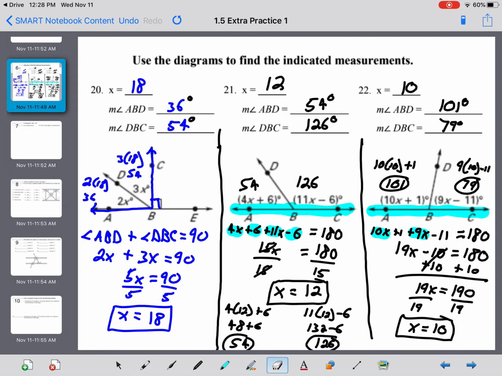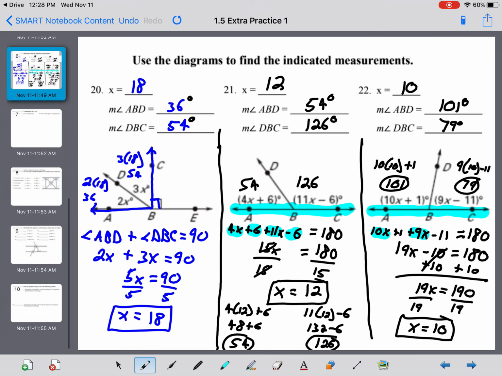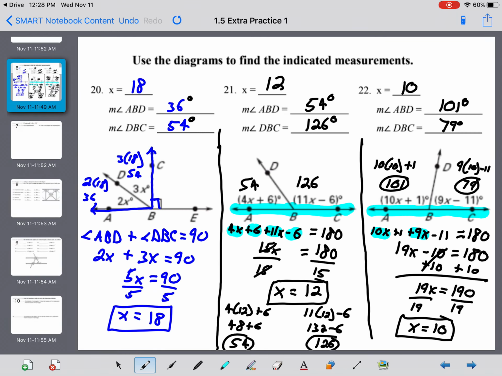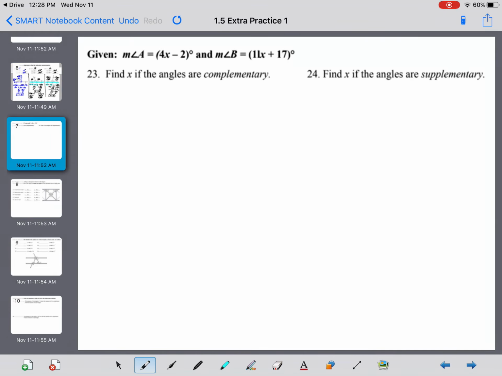Okay, a lot of work for these questions, I know. But this is just a generic type of question in geometry that you're going to have to be prepared for come Regents time. So at the top here they give us information. Angle A is 4x minus 2, and angle B is 11x plus 17. It says find x if the angles are complementary.